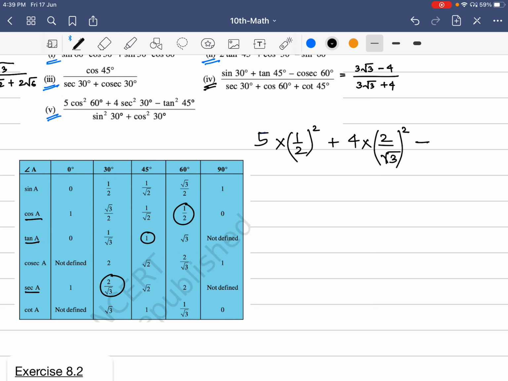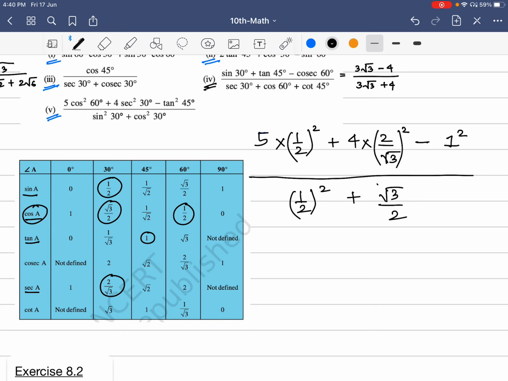So minus tan 45 is 1, so 1 square. This whole thing divided by sine 30 the whole square. So once again half the whole square, plus we have once again cos 30. So cos of 30 is root 3 by 2, so root 3 by 2 the whole square. So this becomes our whole expression after substituting the appropriate values from this table. Now let's try to solve it.